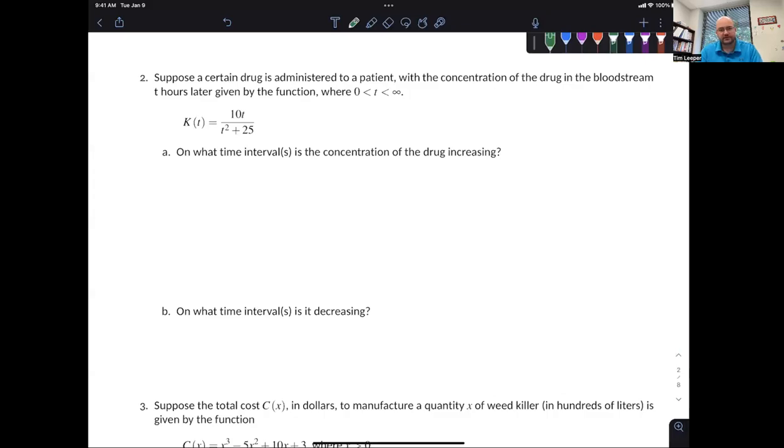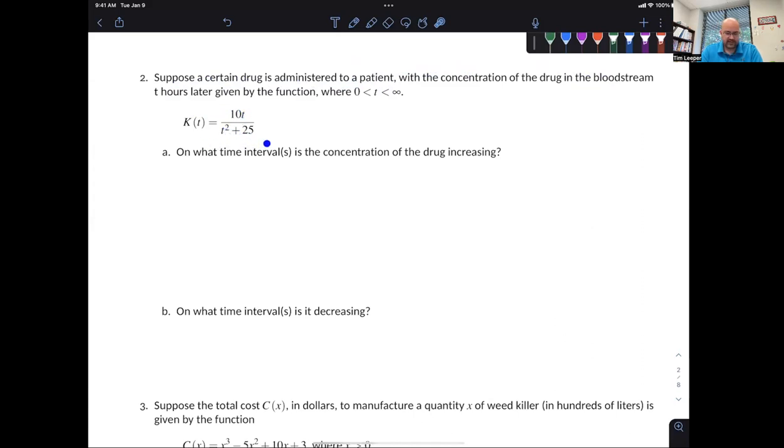Hello. In this video, we're going to look at example 2 for review for exam 3. Suppose a certain drug is administered to a patient with the concentration of the drug in the bloodstream t hours later given by the function where 0 is less than t is less than infinity. So k of t is equal to 10t divided by t squared plus 25.